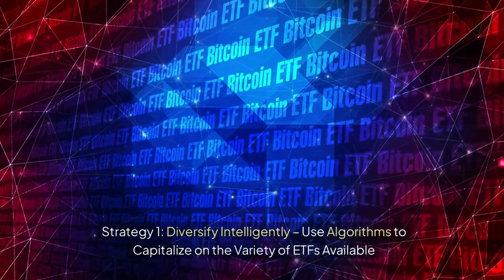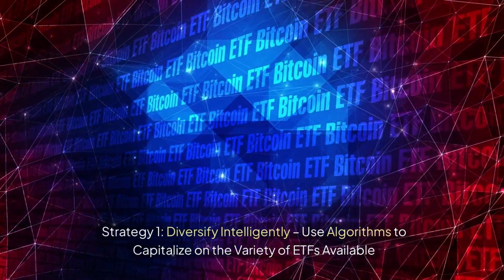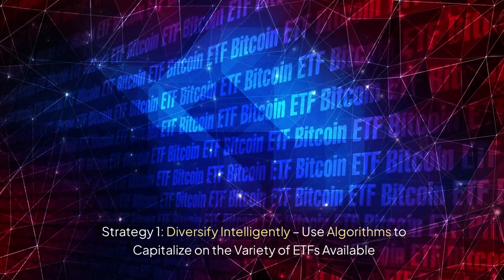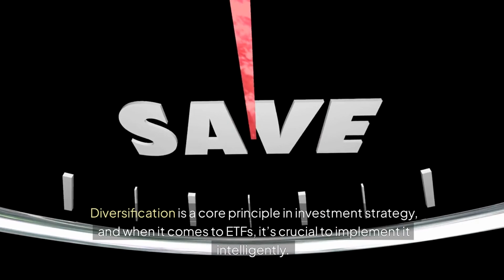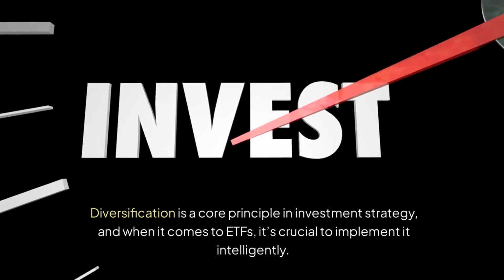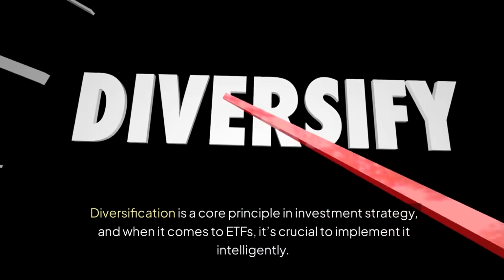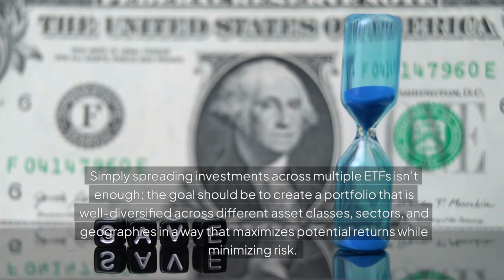Strategy 1. Diversify intelligently. Use algorithms to capitalize on the variety of ETFs available. Diversification is a core principle in investment strategy, and when it comes to ETFs, it's crucial to implement it intelligently. Simply spreading investments across multiple ETFs isn't enough. The goal should be to create a portfolio that is well diversified across different asset classes, sectors, and geographies in a way that maximizes potential returns while minimizing risk.